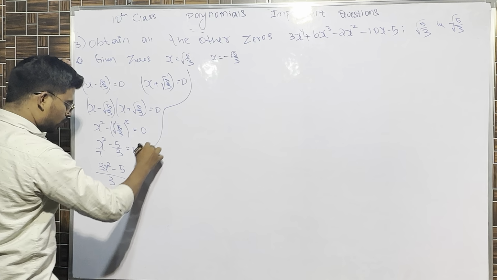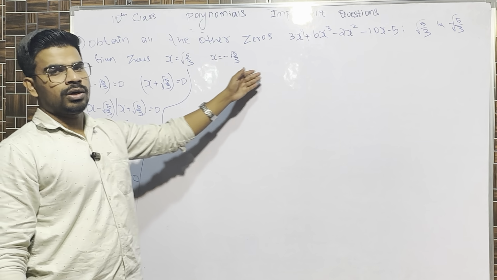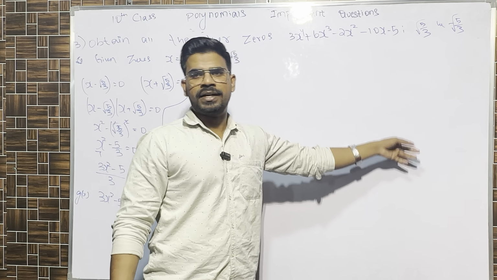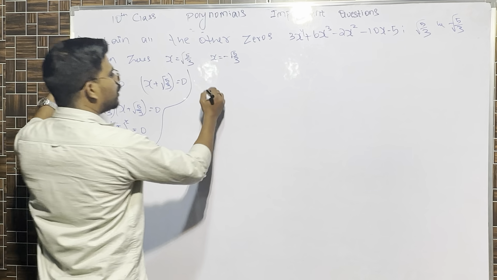After dividing, what are we supposed to do? After dividing, we'll take the quotient and split its middle term. Factorization, we'll find two more zeros. Okay, first we'll do division.